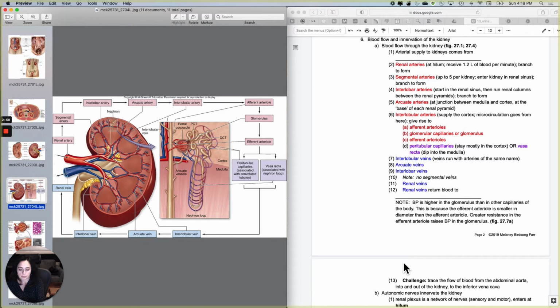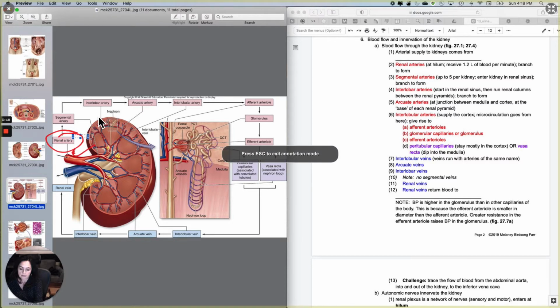So blood flow to the kidney comes from the descending abdominal aorta, which means it's still going to be pretty high pressure. And then from there, it's going to branch to the renal artery, and that's not going to surprise anybody. Renal artery right here, right? Okay, and then what is it going to do?